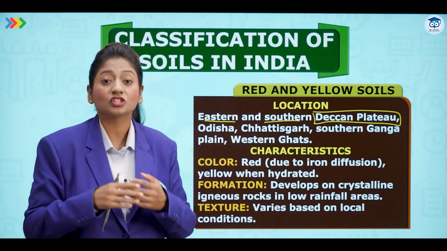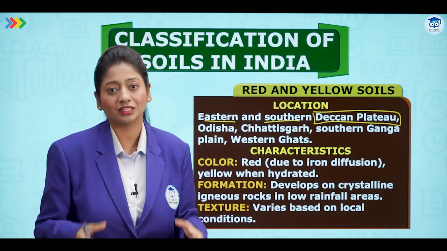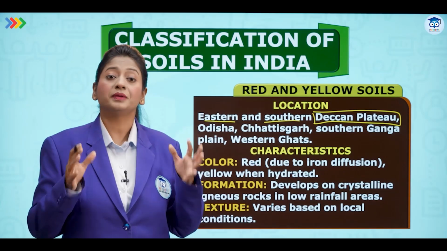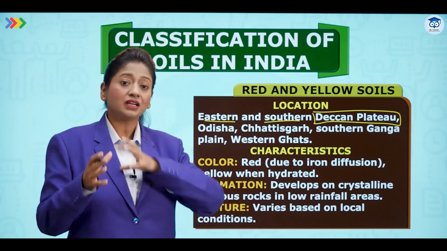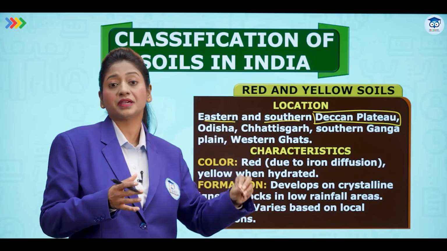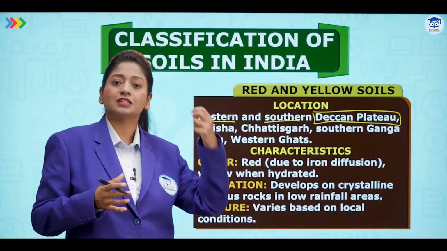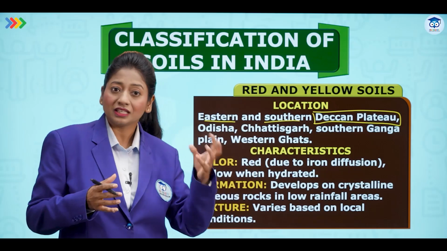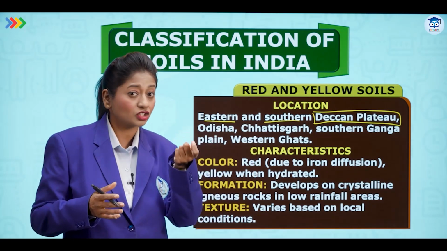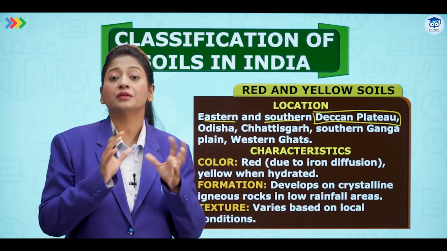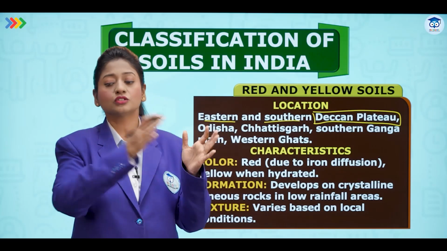The reason behind this, children, is the parent rock. Nothing but the parent rock plays a very important role, depending upon the minerals present in it. If it is more rich in iron, it will give the soil that red texture, isn't it? So all these things play an important role, and from that parent rock the soil is formed.